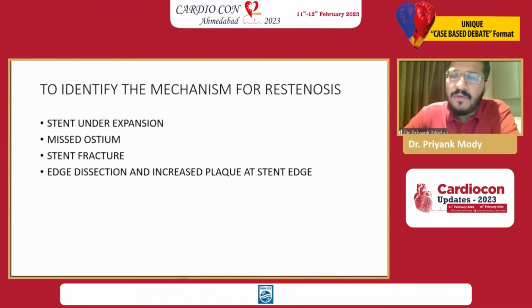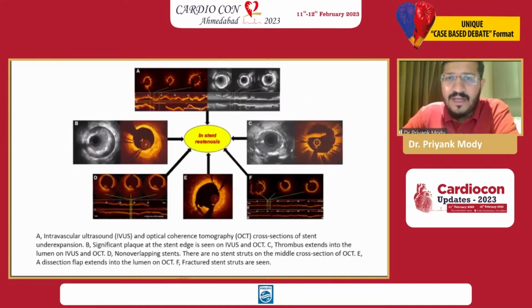Once we understand the mechanism of restenosis, it would be extremely wise to decide how to go ahead with the procedure. So these are different IVUS and OCT views for stent under expansion, thrombus, stent missing the ostium, a dissection flap, a fractured stent. For anyone of us who is using imaging on a daily basis, this would be a routine thing to identify.